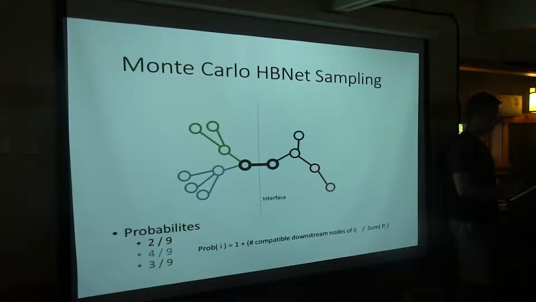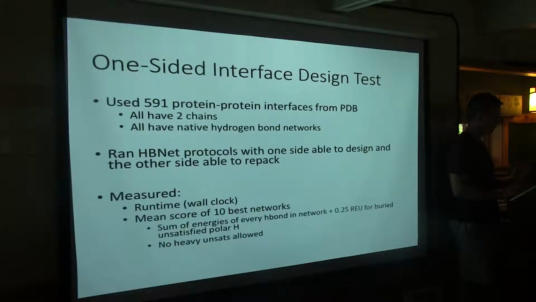So now we've got 2 protocols, and it's time to test them. And I used a one-sided interface design test, mostly because that's what my project is a little bit more interested in. And that's also where we've seen HBNet be a little slow. So I found 591 protein-protein interfaces in the PDB, all of which have 2 chains. So there's no third or fourth to get in the way.